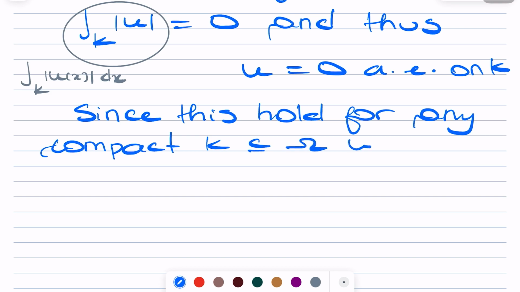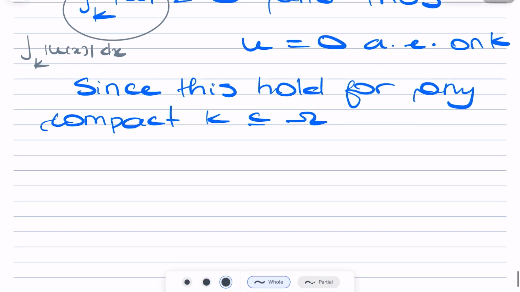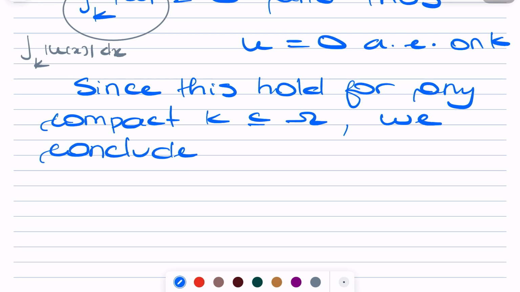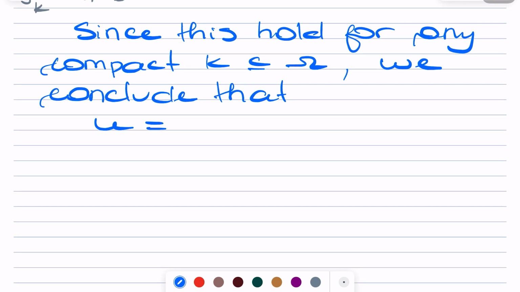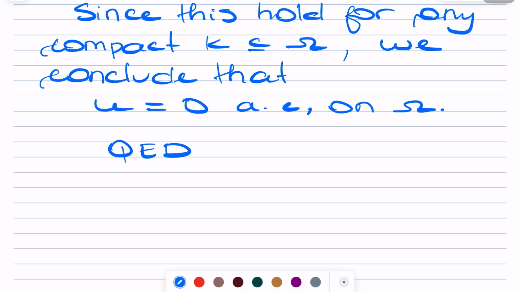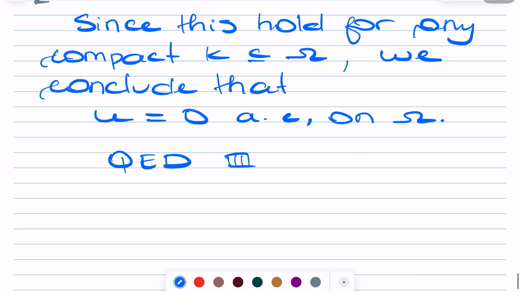we conclude that U equals 0 almost everywhere on omega. Because remember that because omega is open, we can approximate omega with compact sets, as we saw previously. And remember that a countable union of null sets is a null set: a countable union will be an element of the sigma algebra, and by sigma additivity, it will still be a null set. So this actually ends the proof, and I think we will stop here for this lecture.